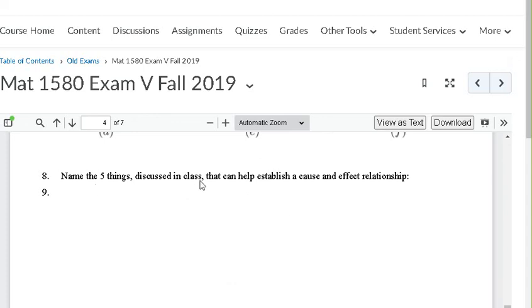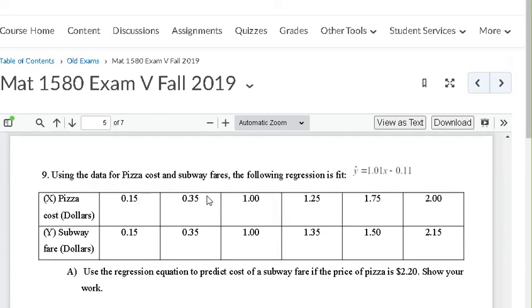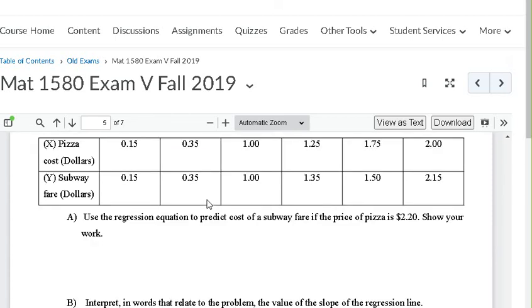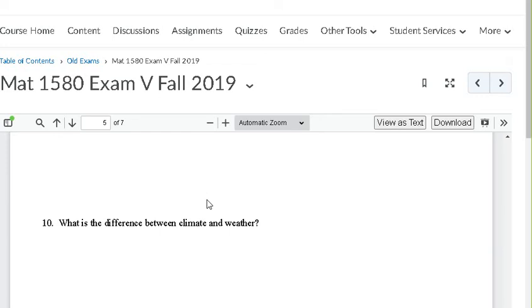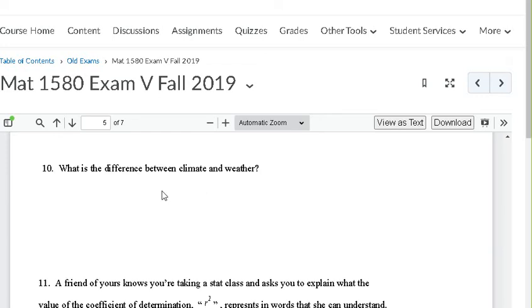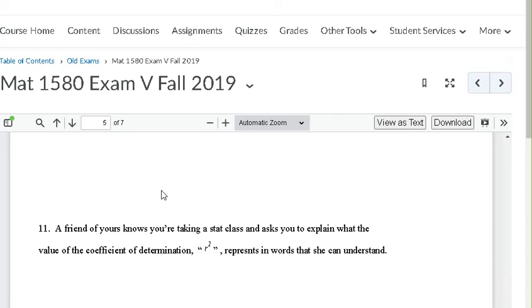Discuss the 5 things that can help us establish a causal relationship. These are the things I discussed in class. You should be able to fit a regression and interpret the slope in words. Difference between climate and weather. I think I've forecasted that you might need to know that.